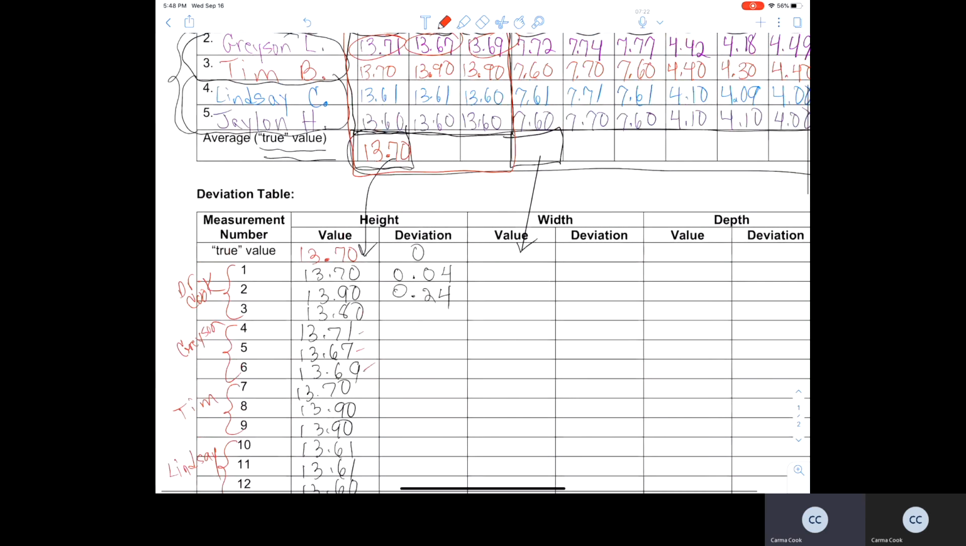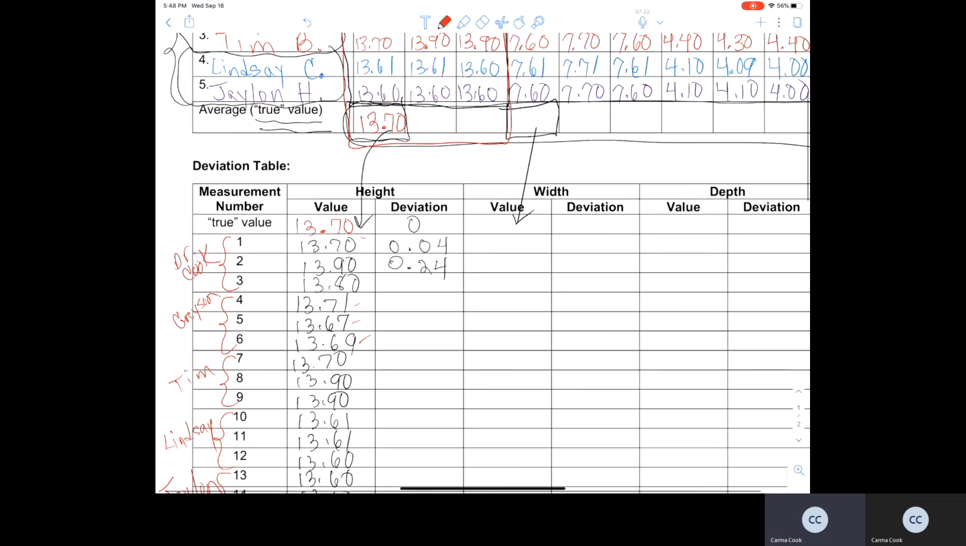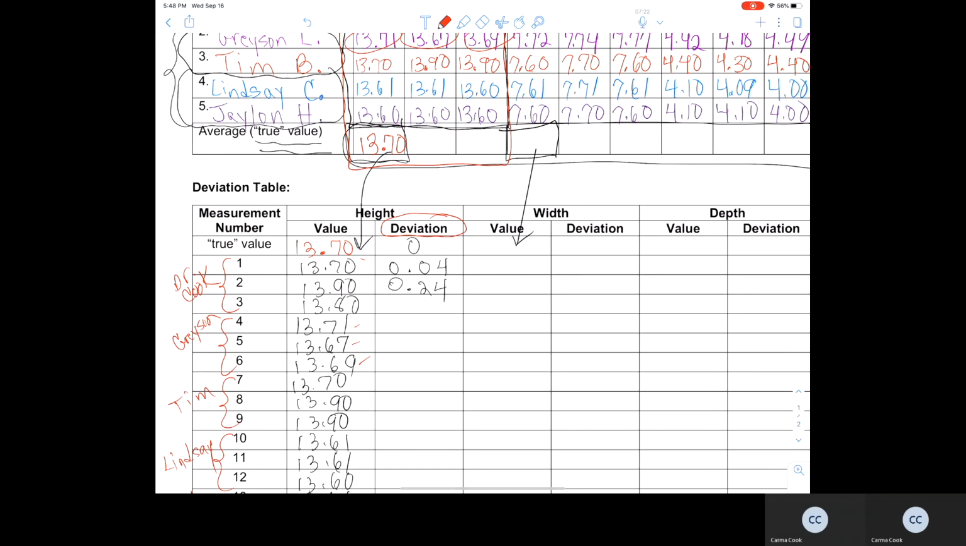And so now that I've got my true value here, my average, as well as my three height values, Grayson's, Tim's, Lindsay's, and Jalen's, now I'm going to calculate the deviation. The deviation is simply a difference. So when we hear the word difference in math terms, we mean subtraction. Okay? So I get the deviation or the difference between each value, each of my three values, each of Grayson's three values, so on and so forth. What difference is there between each of our values and this average true value?